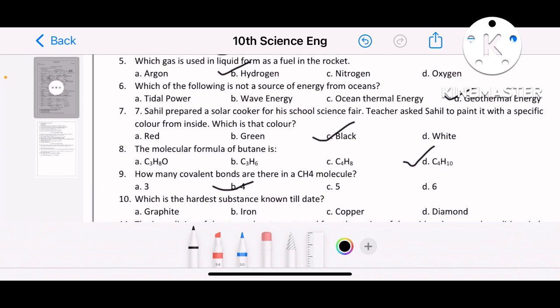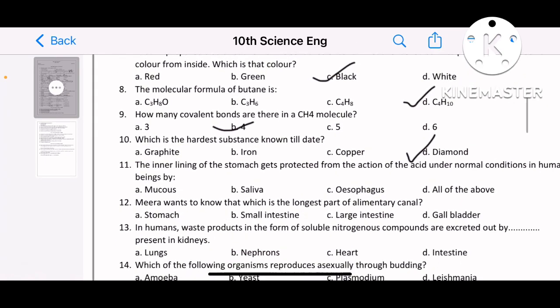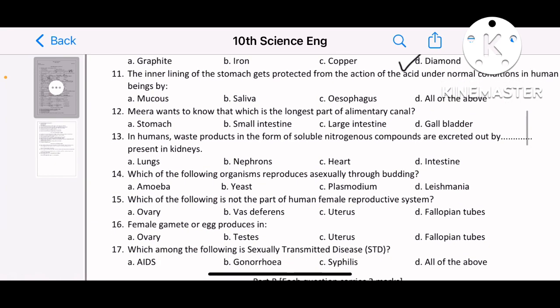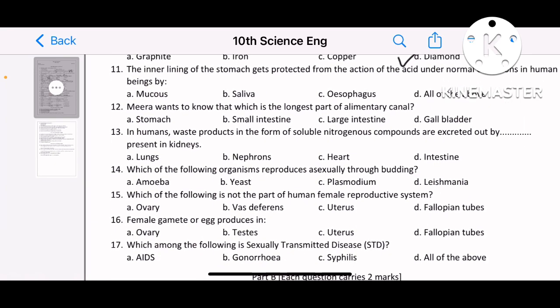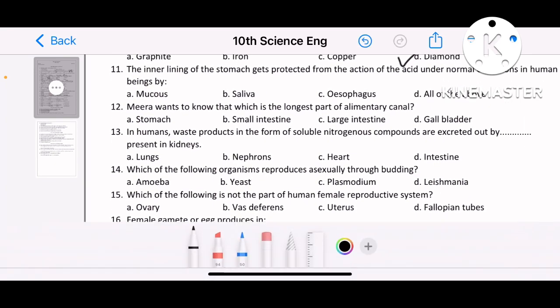Question number 10, which is the hardest substance known till date? Graphite, iron, copper, or diamond? So the option D is right, beta. Diamond is the hardest known substance. Next question, 11th. The inner lining of stomach gets protected from the action of acid under normal condition in human beings by. Options are mucus, saliva, esophagus, or all the above. So the right answer is mucus.